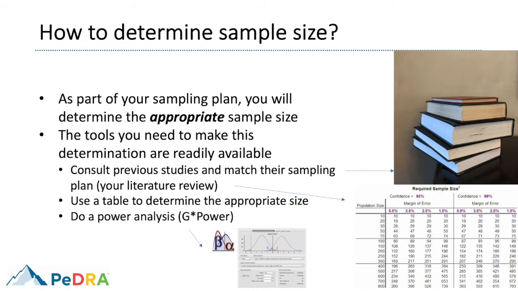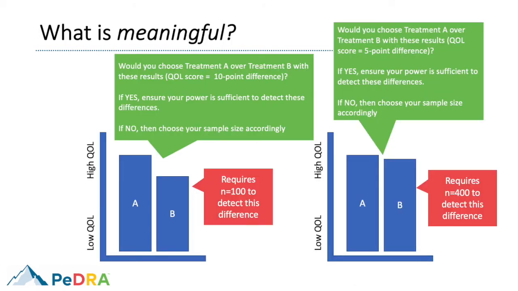I will cover these options in detail in the next few slides. Let's talk about what is meaningful given your objective. We will consider the study comparing treatments A and B in terms of quality of life. When we talk about the appropriate sample size for this study, we need to consider our objective.